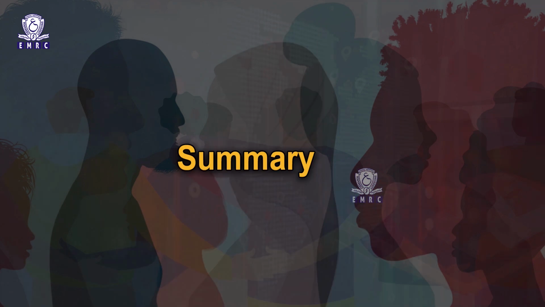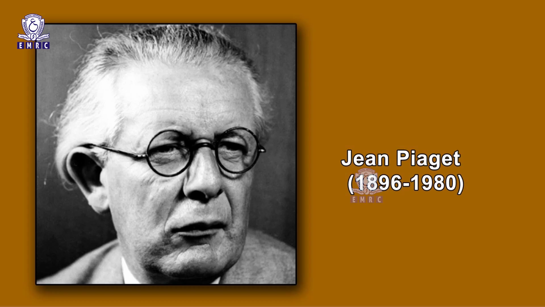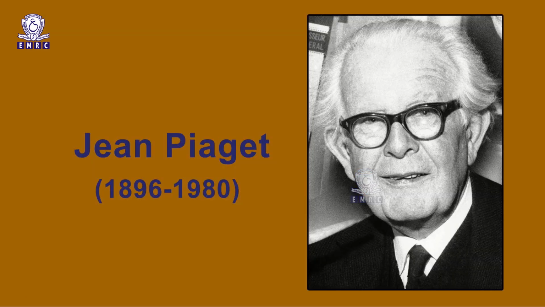Now let us summarize what we have learnt in today's lesson. Piaget, who is best known for his theory of cognitive development, discovered that children think and reason differently at different periods in their lives. According to Piaget, cognitive development takes place through stages which occur in a fixed order and which are universal. Although every normal child passes through the stages in exactly the same order, there is some variability in the ages at which children attain each stage.